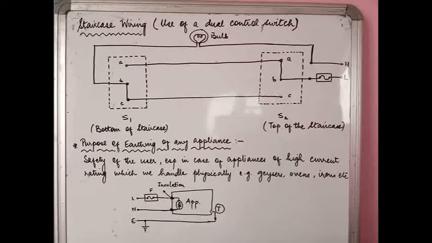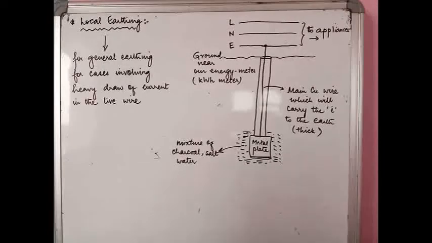Next we are going to study local earthing. So local earthing, again, what is the purpose? It is for general earthing, for cases involving heavy draw of current in the live wire. There are situations in which you may have an extremely high draw of current, maybe because of a short circuit or something. So local earthing generally happens near your energy meter.